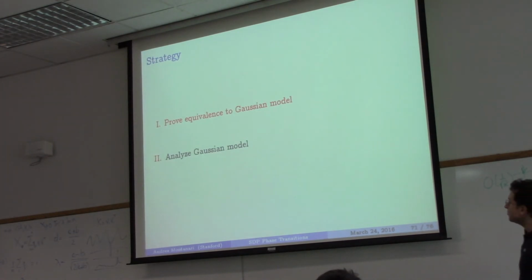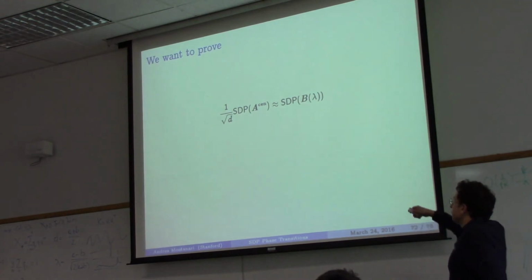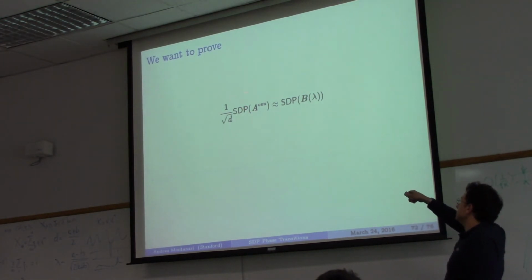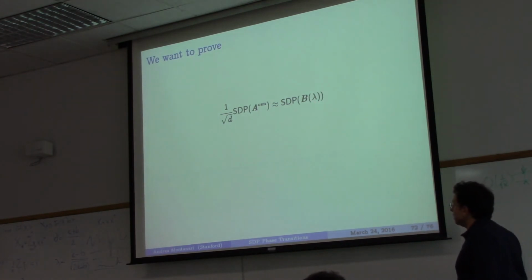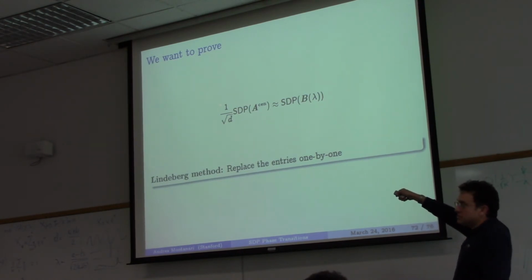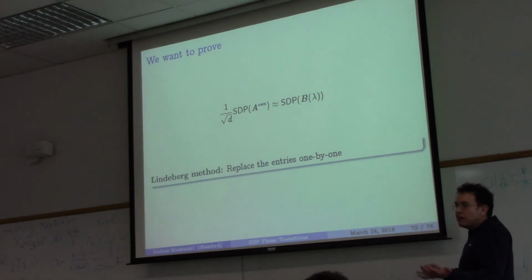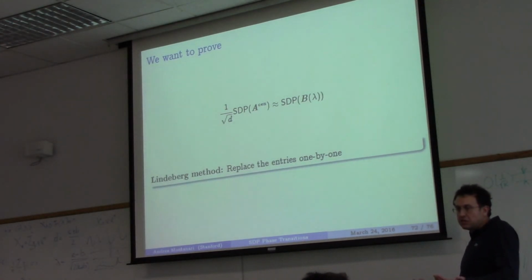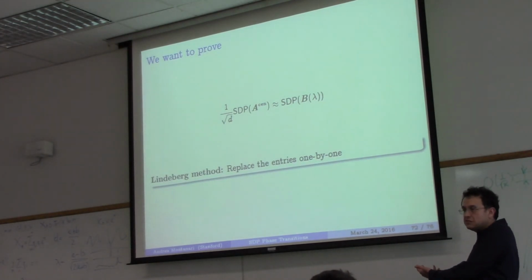So this is the analysis of the Gaussian model. Then we have to prove equivalence to the Gaussian model. That is, we have to prove the following, that if you evaluate the SDP on this sparse adjacency matrix, it is the same as the SDP for the Gaussian matrix. So what we do here, well, we view these two as functions of these two matrices. So SDP is a function of a matrix. You want to prove that two functions of two sets of random variables are basically close. It's sufficient to do it in expectation because this stuff concentrates.